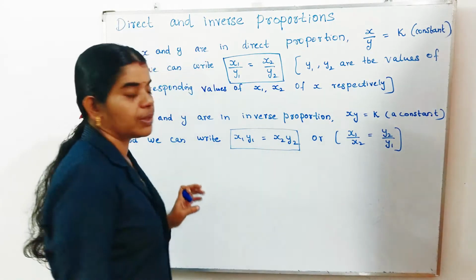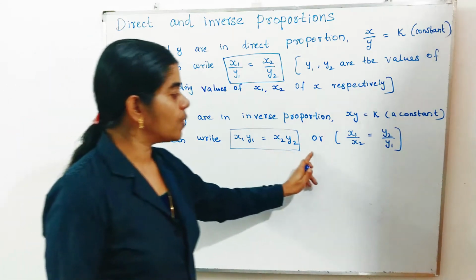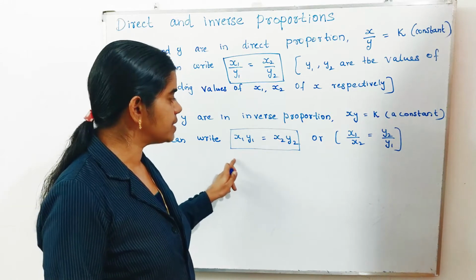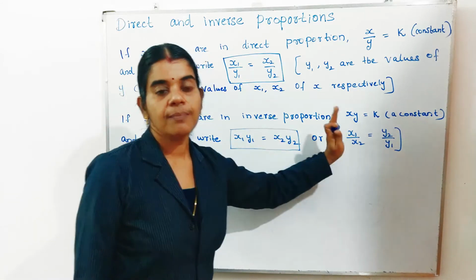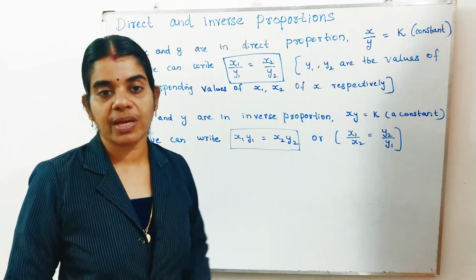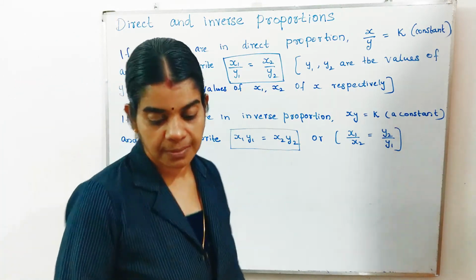x1 y1 is equal to x2 y2, or x1 by x2 is equal to y2 by y1. This will be the formula for inverse proportion. Using this, we are going to do some problems.